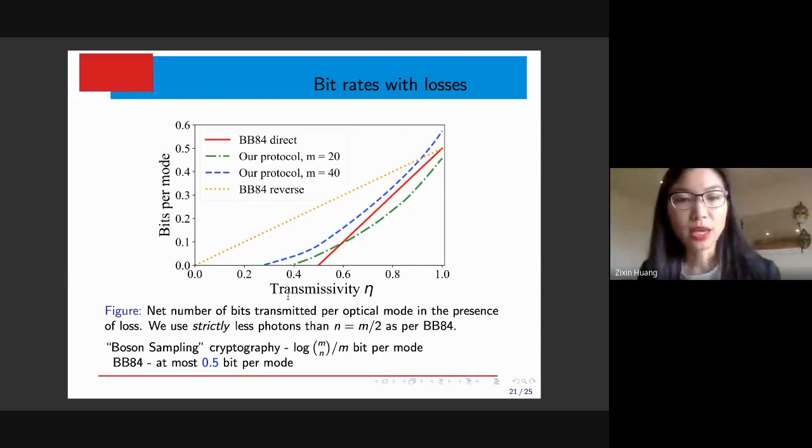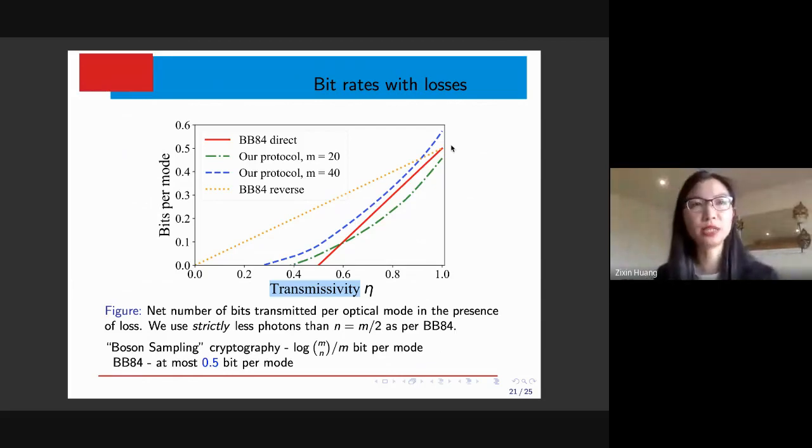Now, here we're looking at the number of bits per mode transmitted as a function of the transmission parameter, the loss parameter. It only makes sense to compare our scheme to BB84 in direct reconciliation, because our scheme is a direct reconciliation one, which means that we are encrypting all the information at Alice's end. So here is BB84 in red, our protocol using 20 modes in green, and our protocol using 40 modes in blue. And we optimize over the number of photons at the input, because there's a trade-off between the number of bits needed for the encryption and the information density, of course. And we have to note that we use strictly fewer photons than m divided by 2 as per BB84.